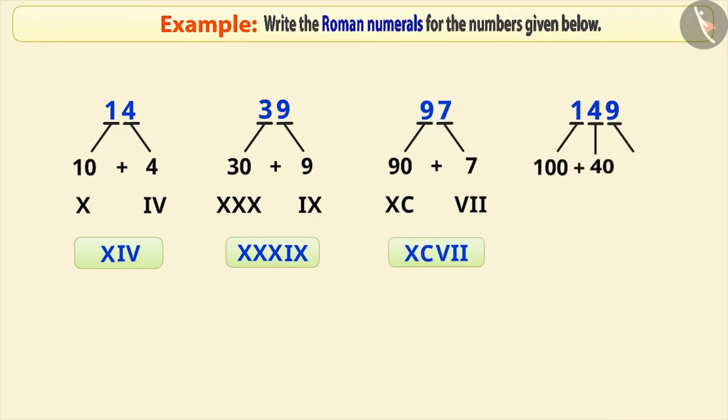149 is equal to 100 plus 40 plus 9. We write 100 like this in Roman, 40 like this, and 9 like this. Therefore, writing them together will make the Roman numeral 149.